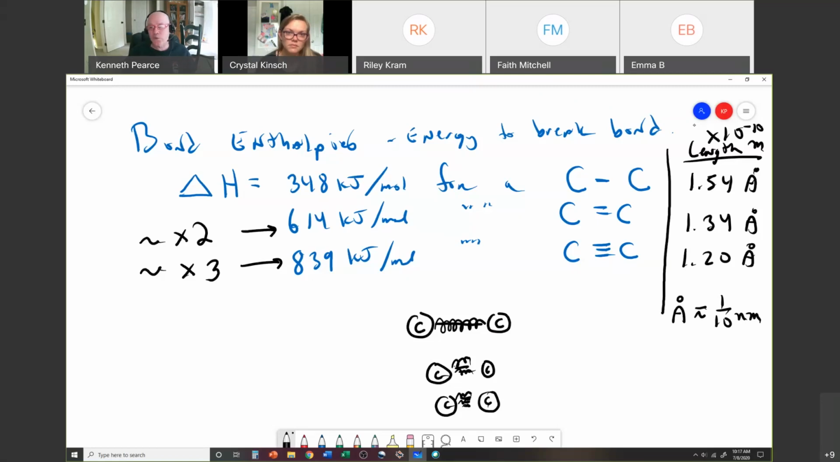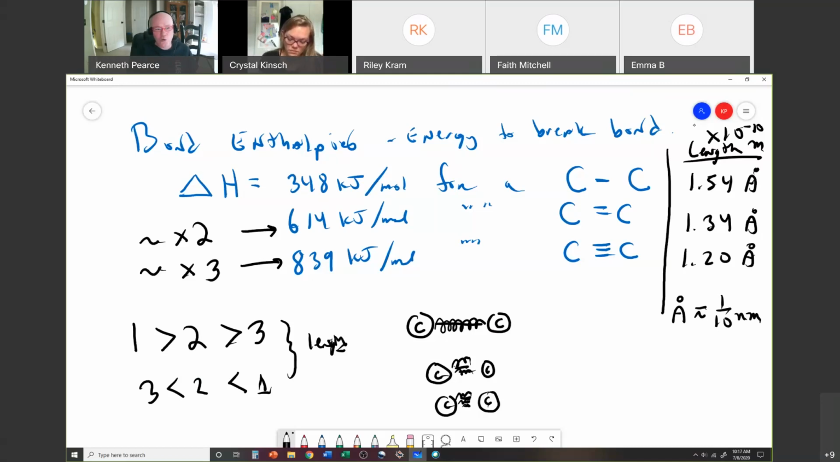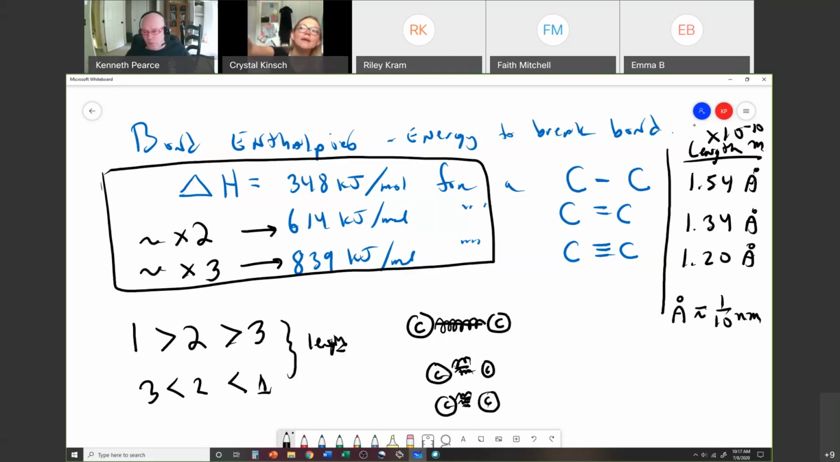Now, what do we need to do with this? Do you need to know these numbers? No. You don't need to know these numbers in the sense of, do I need to memorize them? But you do need to say a single is longer than a double, which is longer than a triple. Or you can say a triple is shorter than a double, which is shorter than a single as far as length goes. All right. And you should be able to say, the bond enthalpy, as you double the number of bonds, it should double the energy. Okay. This is generally what it does.